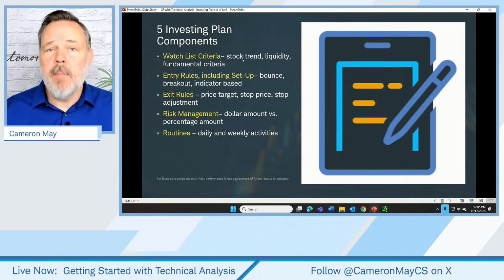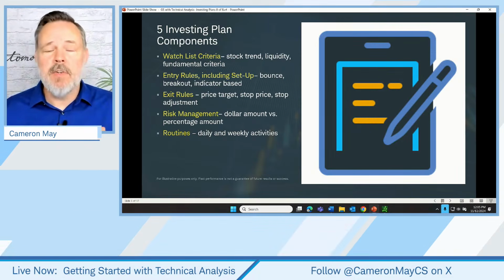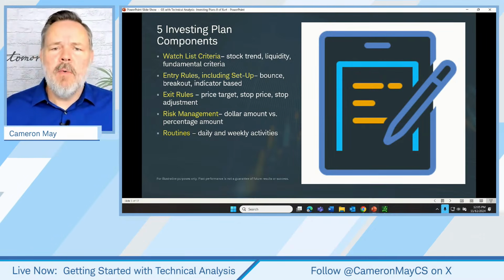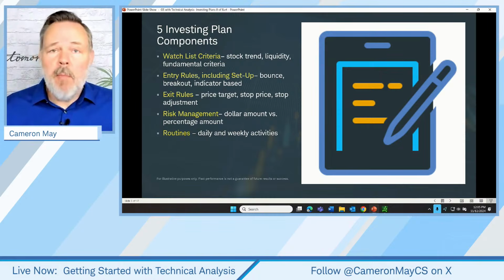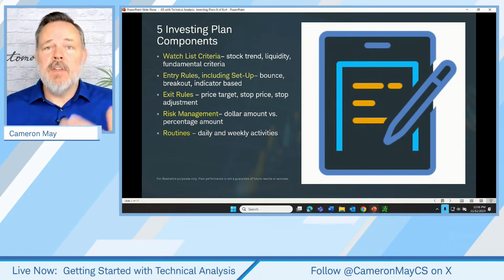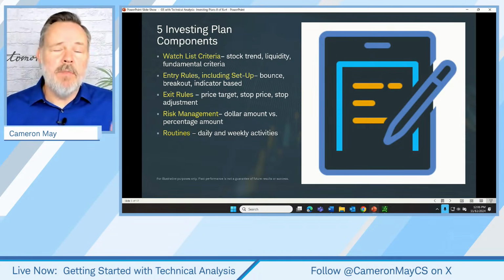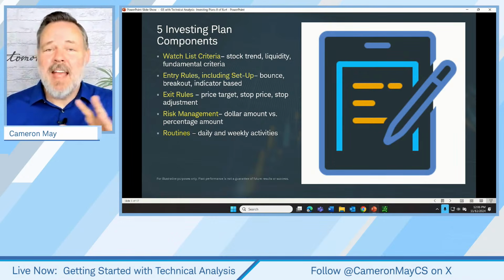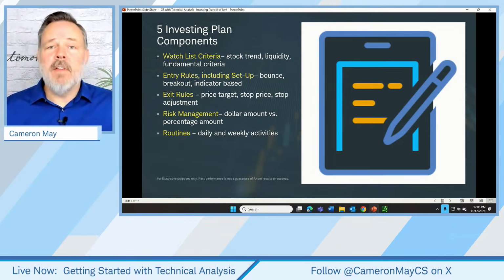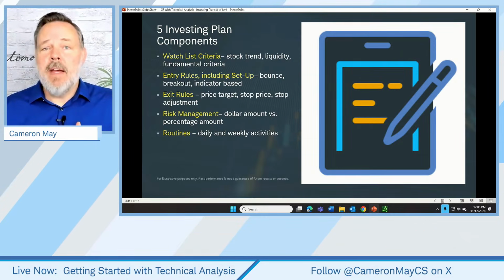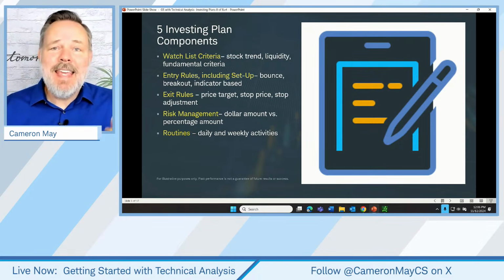Is the stock going up or down for bullish or bearish trade scenarios? And what's the liquidity? Illiquid stocks may be a little bit more difficult to trade than stocks that have lots of trading volume. So those are just some examples of some typical watch list criteria. So once a trader has defined for themselves what they intend to buy, then they might try to define when they intend to buy it. What are the rules for entry?